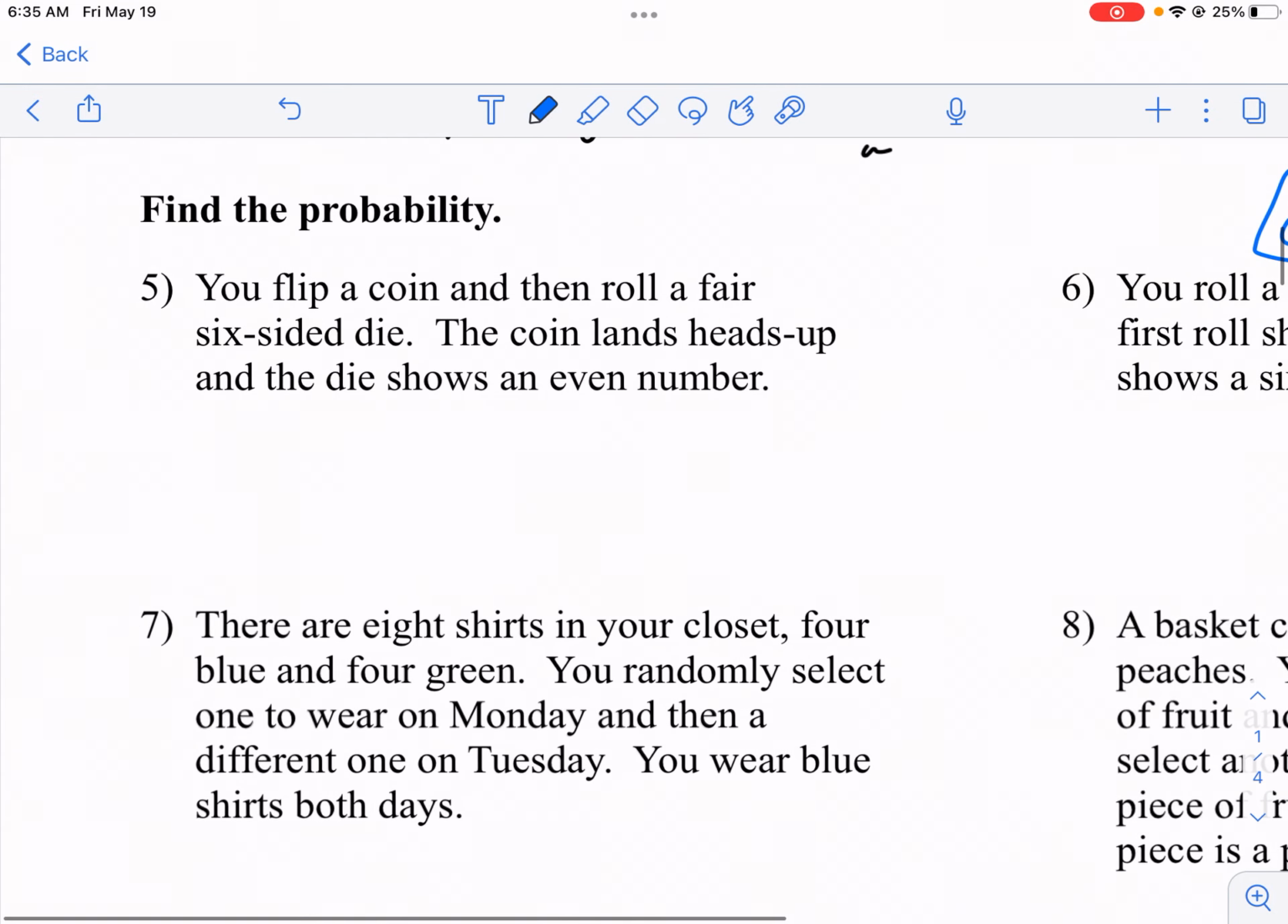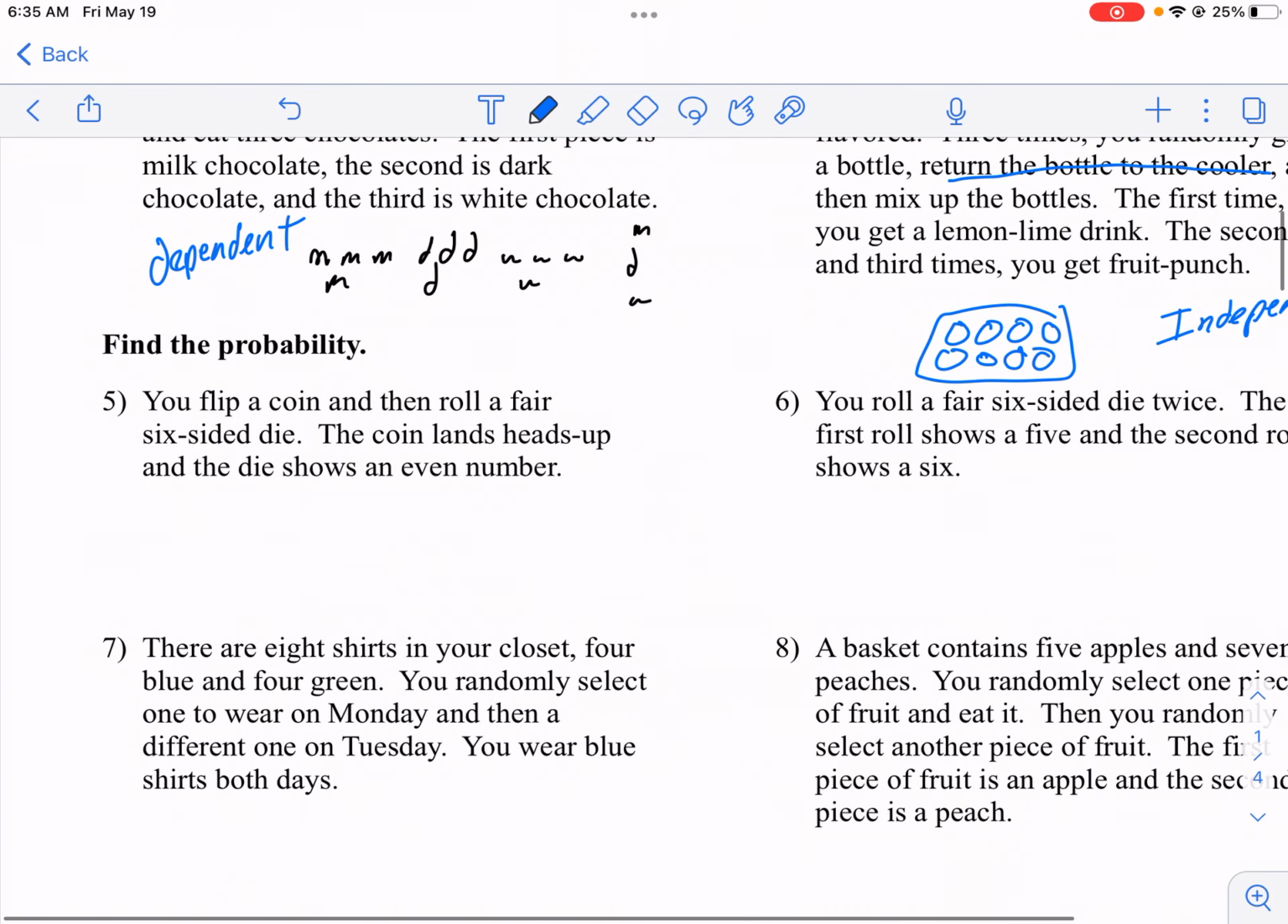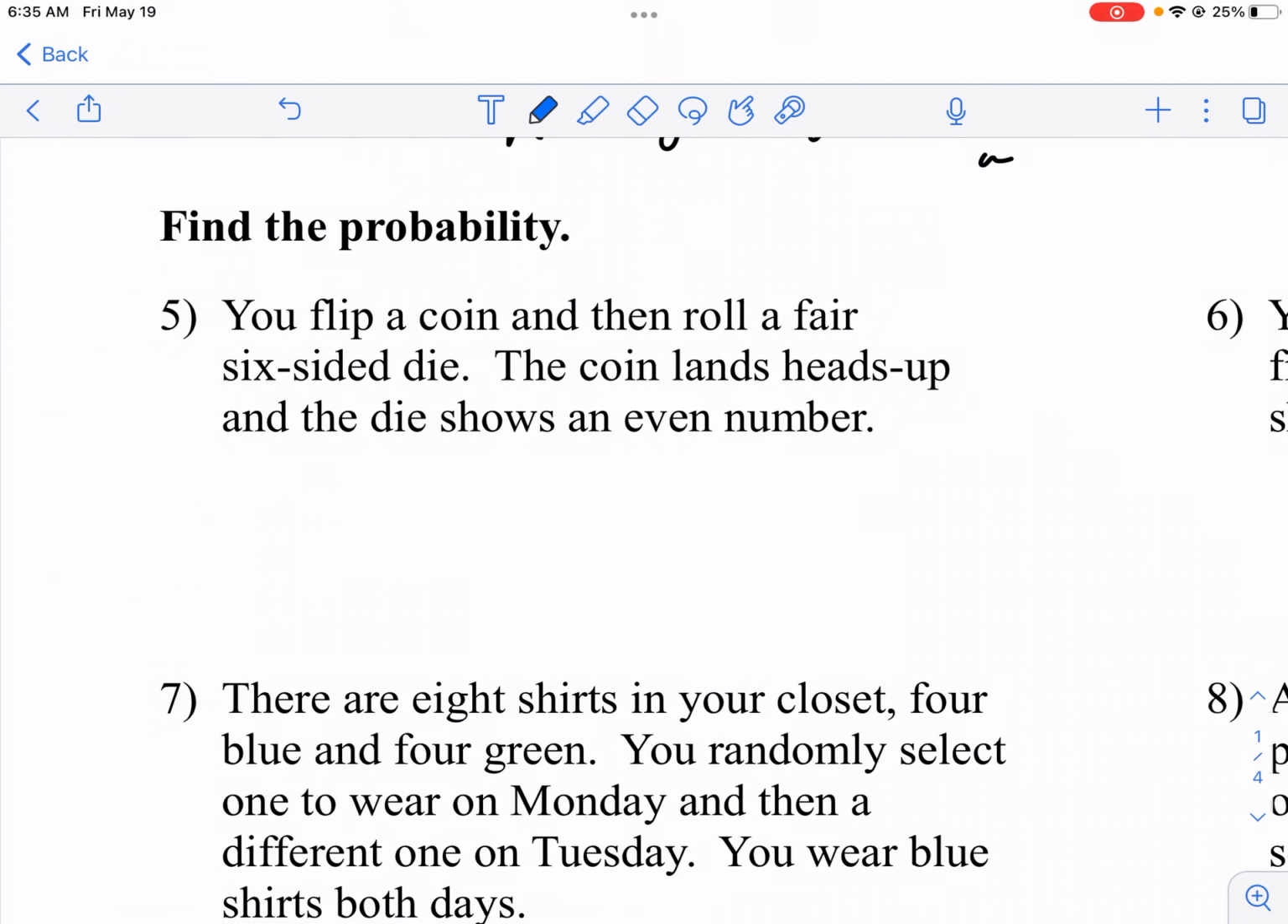Okay, now for the next part, 5 through 8, we are actually going to be calculating the probabilities. So let's go ahead and start with that. I'm going to change colors. So you flip a coin and then roll a fair six-sided die.